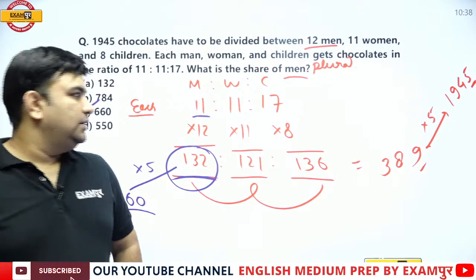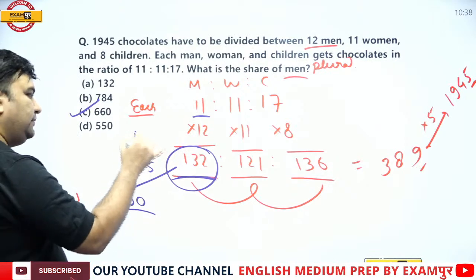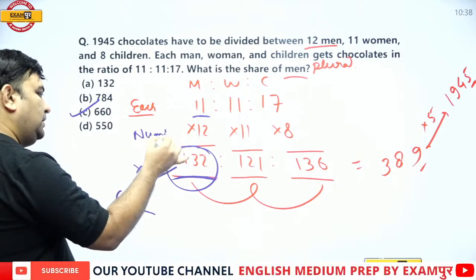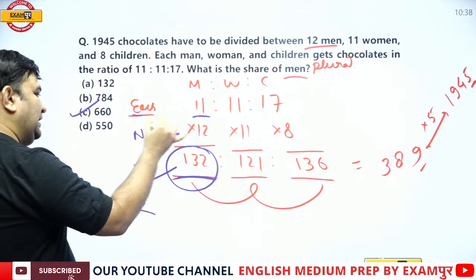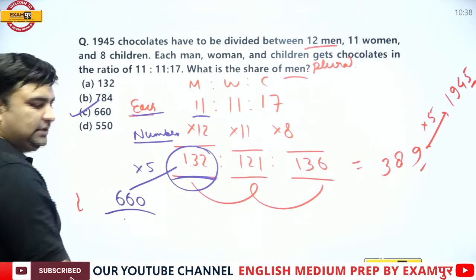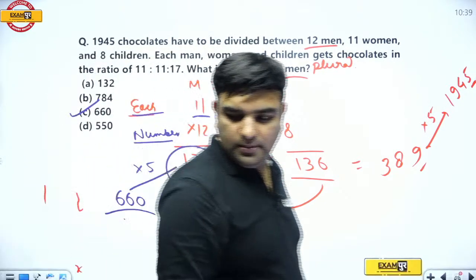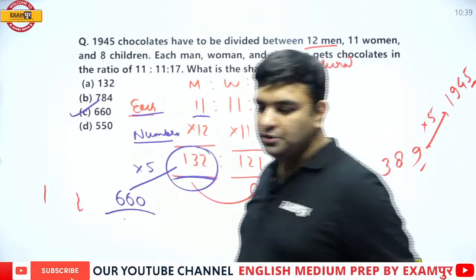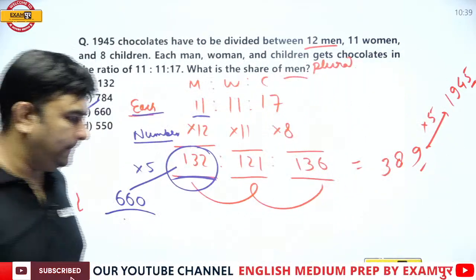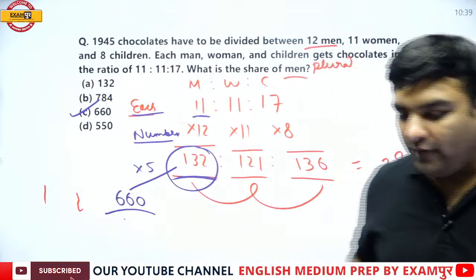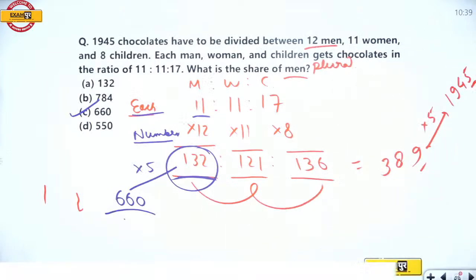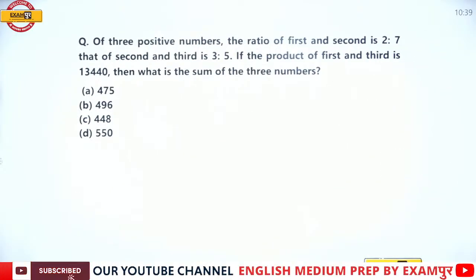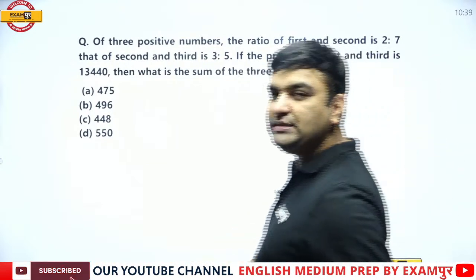Clear? So this is each, this is the number. Multiplying each value by the number of values, we will get the total share of a particular person. So these topic-wise questions will help you a lot, guys. Important questions.